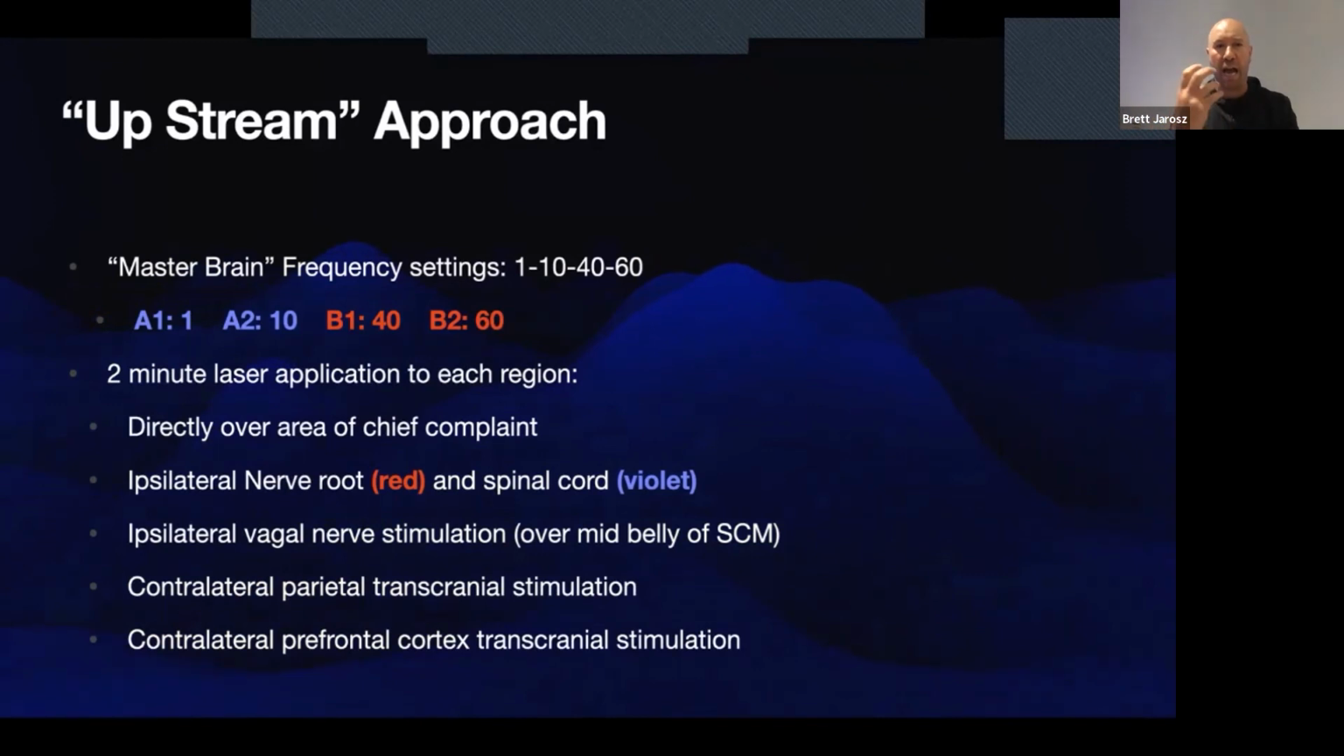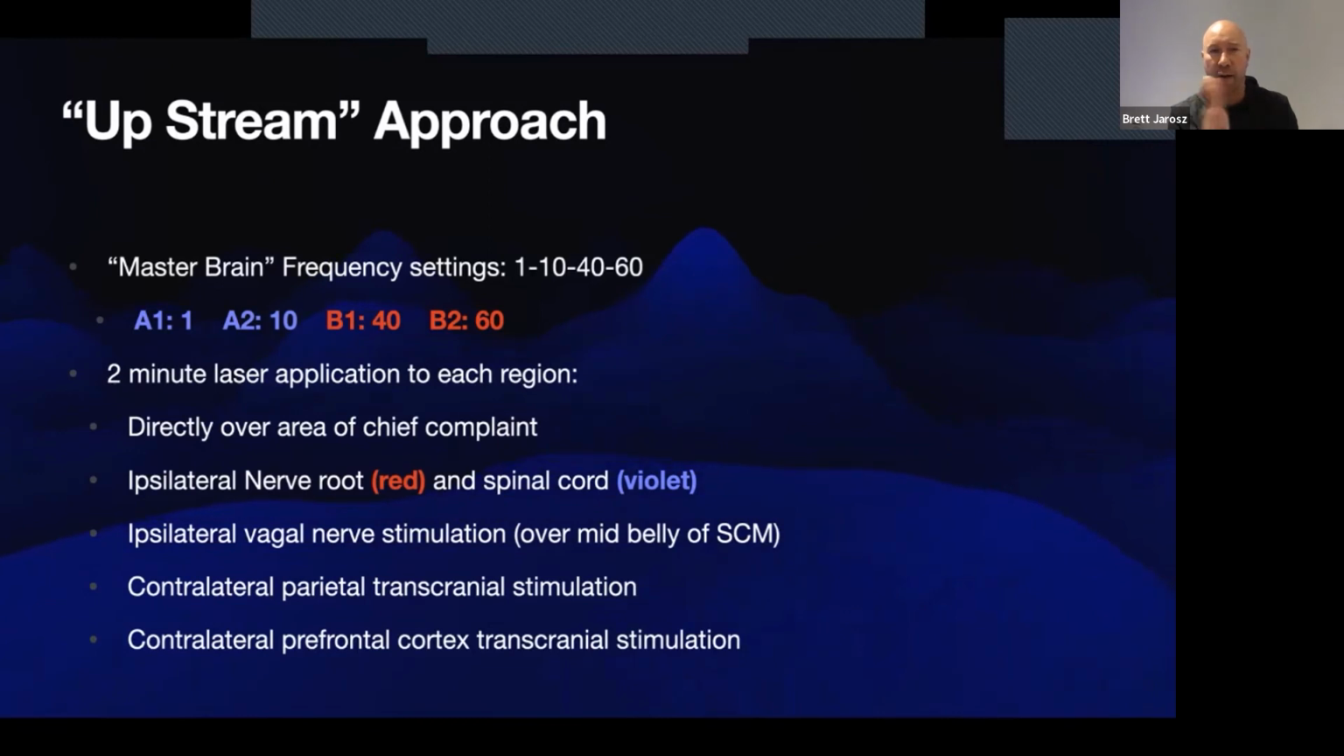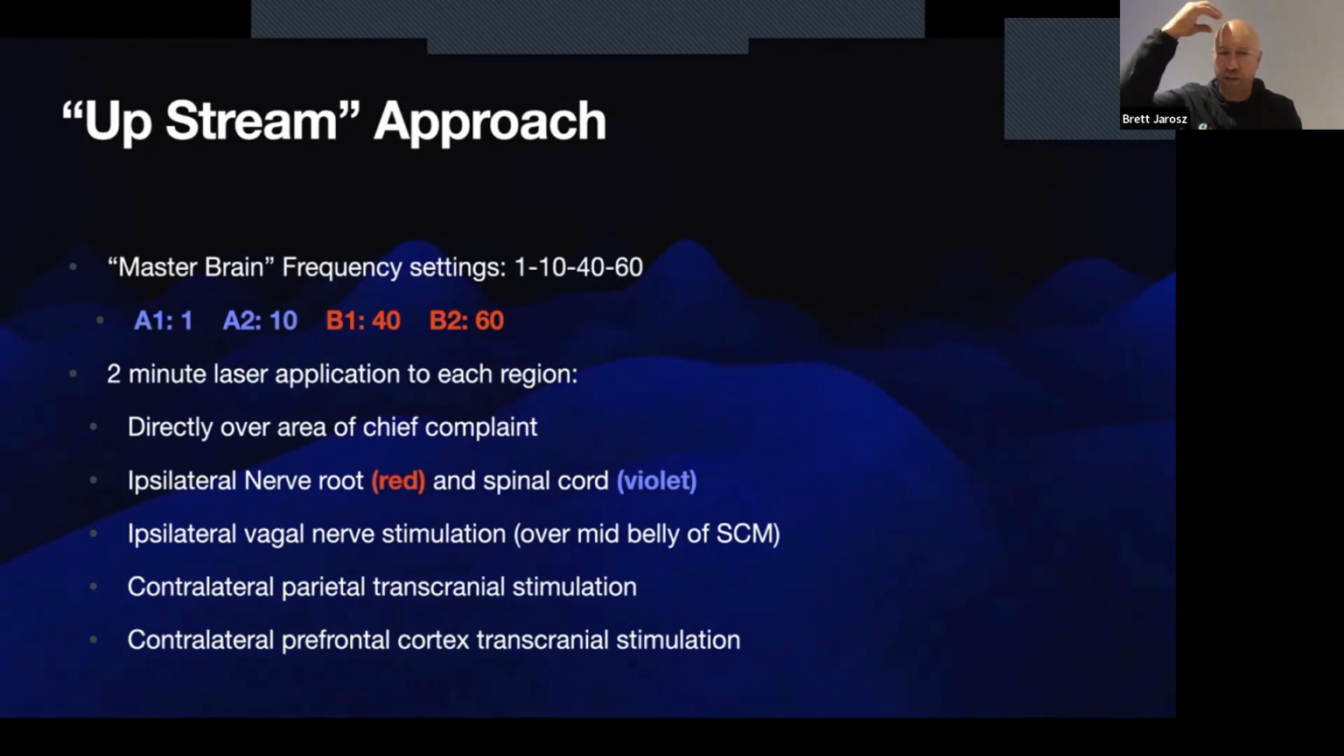We're going to go to the actual area that is painful, as an example, and I'm going to use the shoulder in my demo in a minute. So shoulder, then you're going to see the ipsilateral nerve root and spinal cord. An easy way to remember it: root, R in the nerve root, root and red, keep the R's together. And then over the spinal cord is going to be the violet. Then we're going to stimulate the ipsilateral vagal nerve. I've got a slide on that to show you where the research comes from about stimulating straight over the SCM. Then you go to the parietal cortex and the prefrontal cortex.